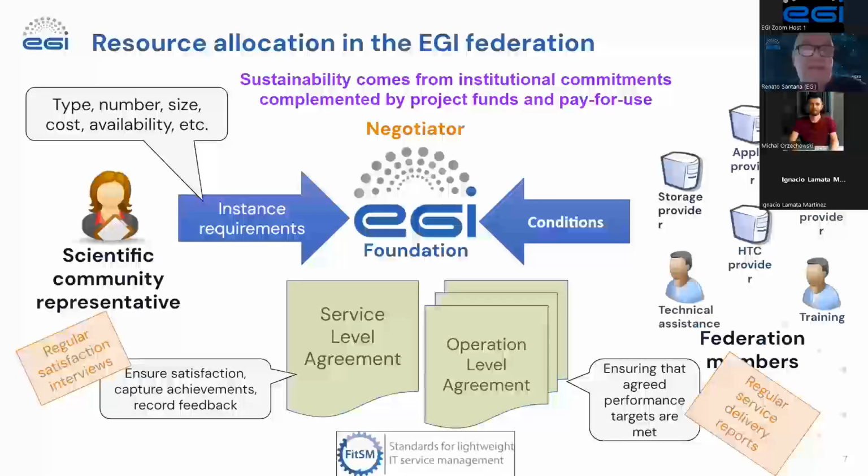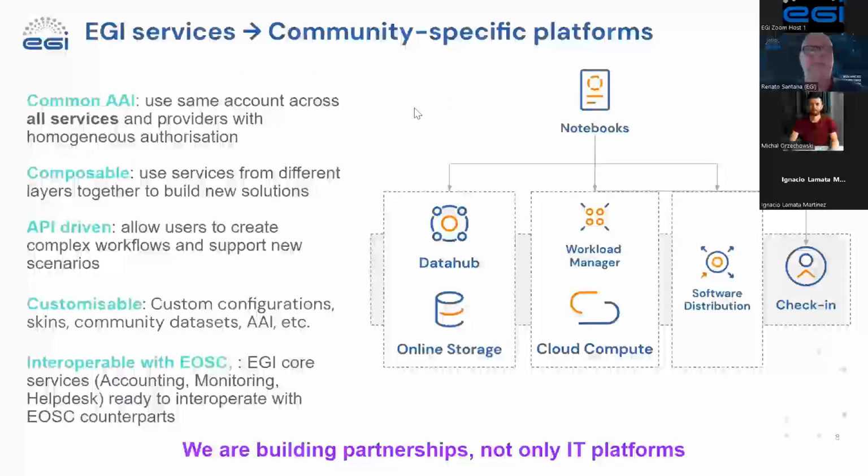So sustainability comes from institutional commitments, complemented by project funds and pay-per-use. Pay-per-use will depend on the case, of course. There was a question, I don't remember, Sebastian, asking about the 50 tera. If you see, we have resources for exabytes, so for the project, it's free. We are having a demo, we're demonstrating, and in the future we will see. But in principle, 50 tera is nothing really too much.